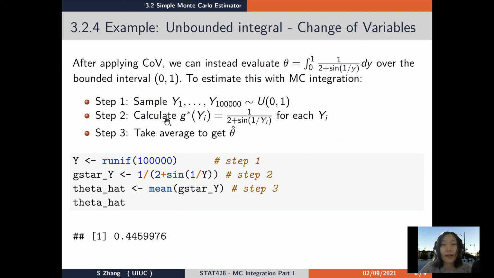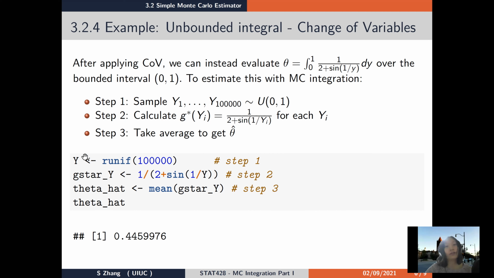Then, we evaluate the function 1 over 2 plus sine of 1 over y. I call this function g star. So let's evaluate the function g star on each of the y draws we obtained in step 1. The g star function is given by 1 over 2 plus sine of 1 over yi for each of the yi's. And in step 3, we can take the average of the g stars. This will result in a theta hat, which is our estimate for theta.